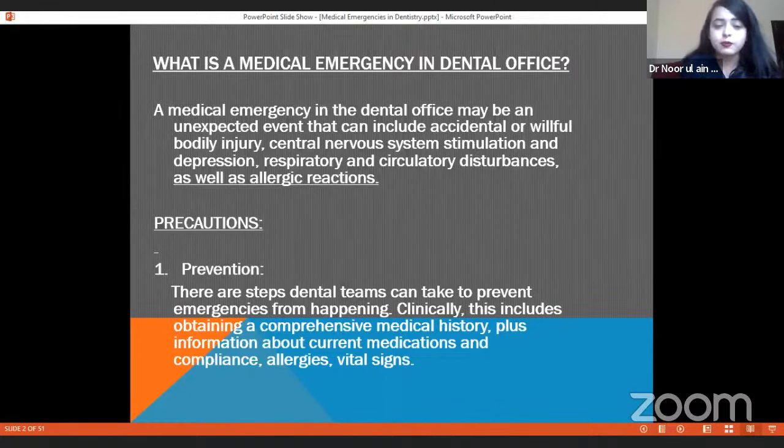Like some preventions, there are steps dental teams can take to prevent emergencies from happening. Clinically, this includes obtaining a comprehensive medical history. Your medical history must be very thorough. You should take the history thoroughly, plus information about the current medications and the current medical condition and compliance, allergies, vital signs, and past medical history.